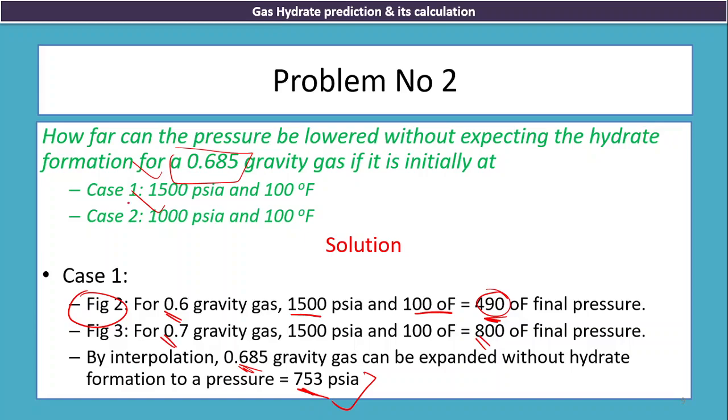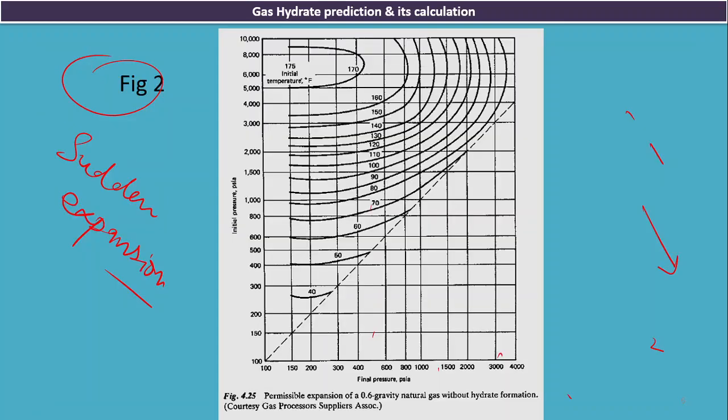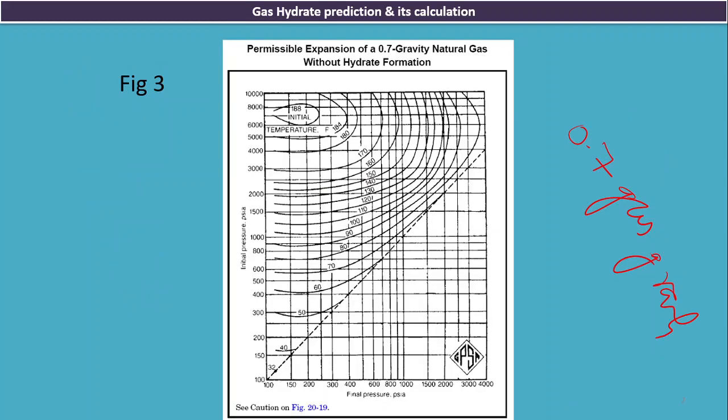The second condition is 1000 psi and 100 degrees Fahrenheit. Now see here, at 0.6 gravity gas, 1000 psi and 100 degrees. If you look here, overall it is not intersecting the 100 degree line. This one is the 100 degree, this one is the 100 degree. So it is not intersecting the 100 degree line. Similarly, this one is also not intersecting the 100 degree line.